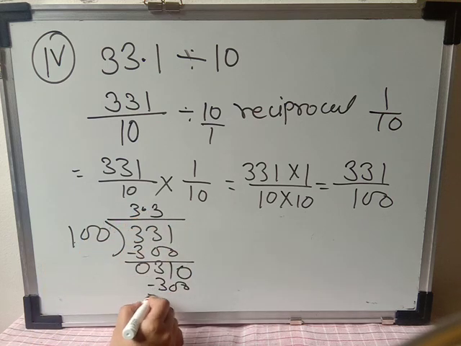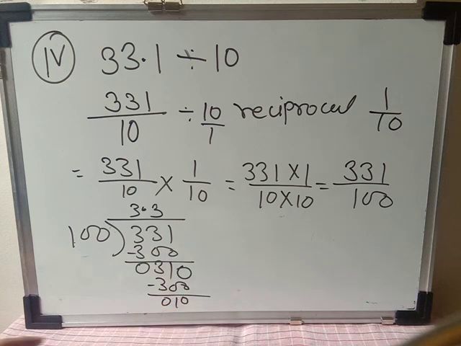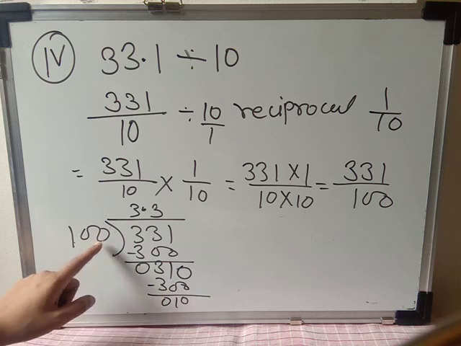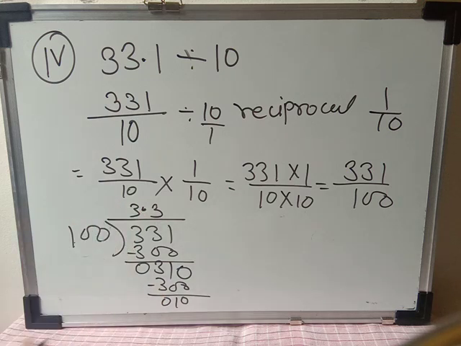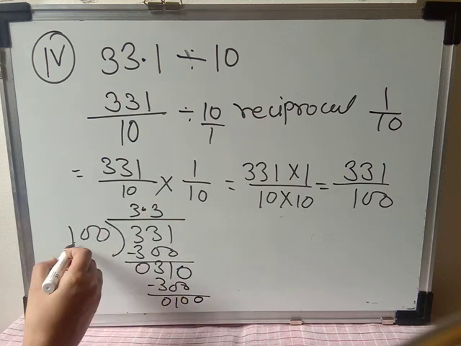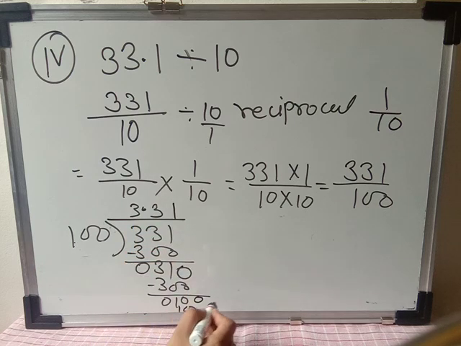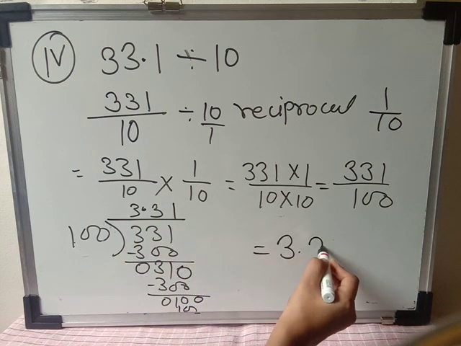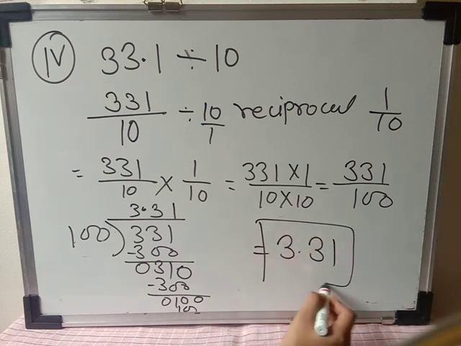Now we can divide it, and 0, 10 will come down. Again we can't divide 10 by 100, but here we have taken the decimal, it means we can take 0. So here 100 ones are 100. So here our answer is 3.31. This is our final answer.